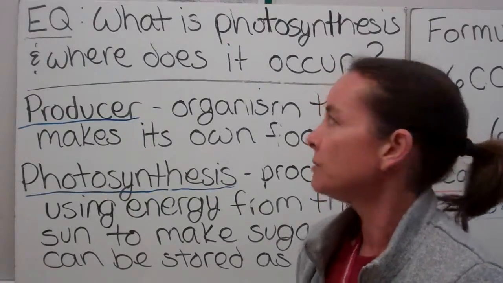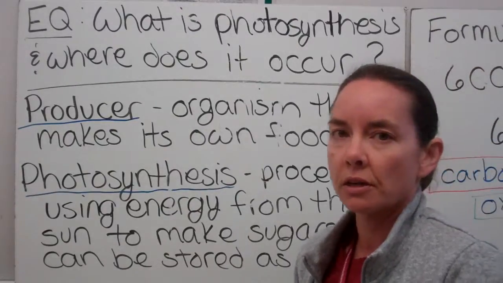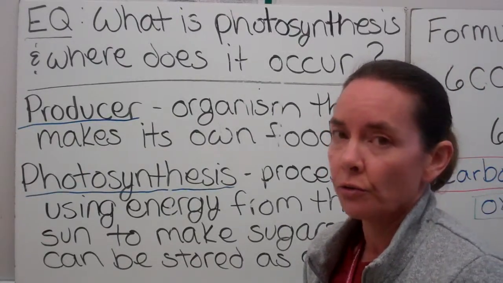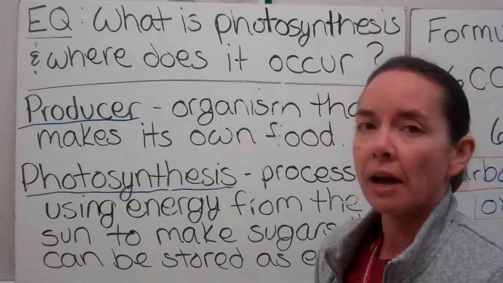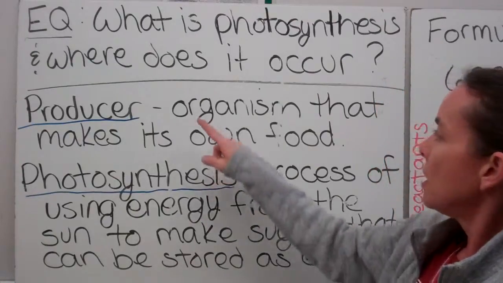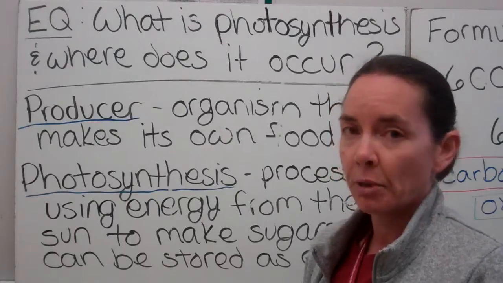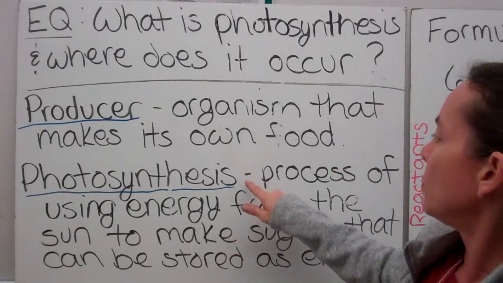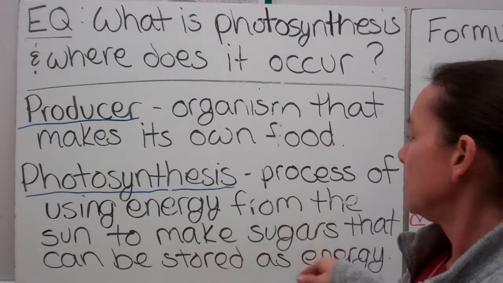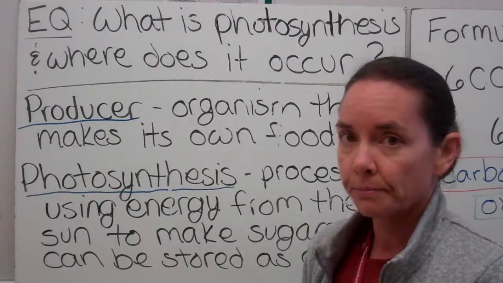The essential question: what is photosynthesis and where does it occur? So plants do photosynthesis and make their own food, unlike animals that have to eat their food. So a couple of vocabulary words. A producer is an organism that makes its own food, like plants. And photosynthesis is the process of using energy from the sun to make sugars that can be stored as energy in the plant.